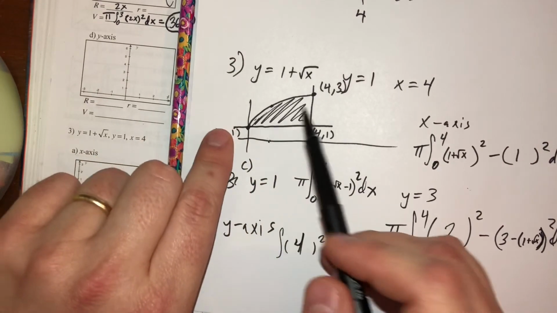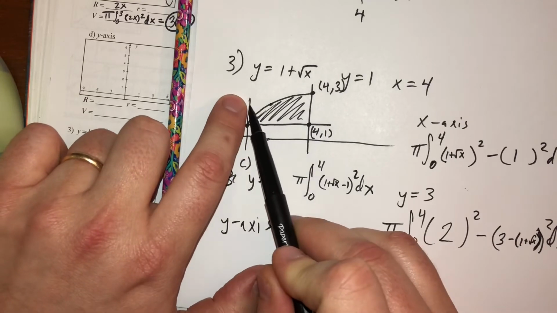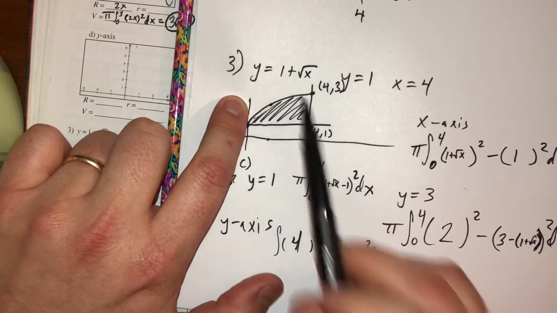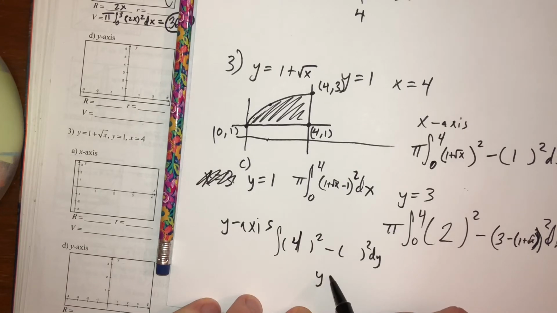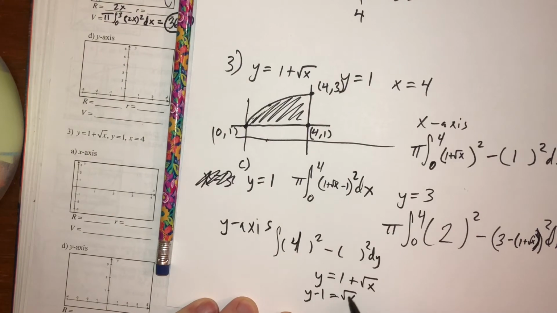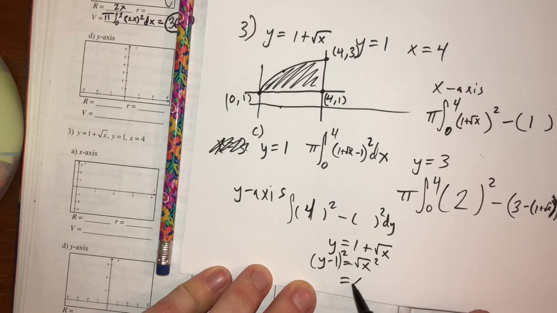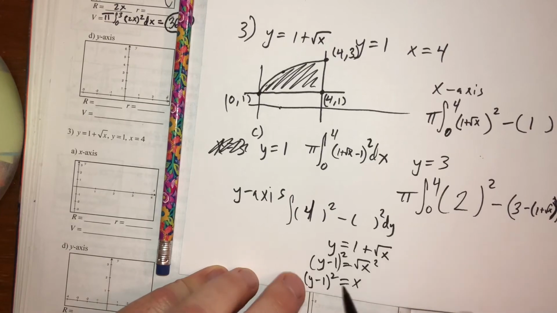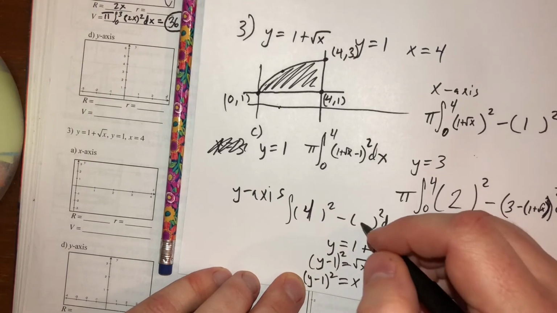So our big radius was our 0 out to our 4. Our small radius is going to be 0 out to our curve. But our curve is in terms of x right now. I need to switch it around and make it in terms of y. So I'm going to solve it for x. I'll subtract the 1 from both sides first, and I'll square both sides. So I get x is equal to the quantity y minus 1 squared. So that's going to be my small radius. I'll do that minus 0.